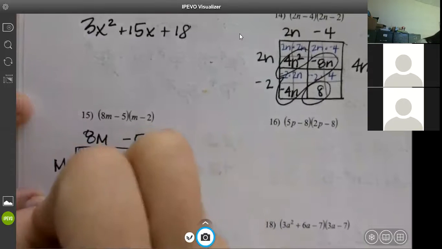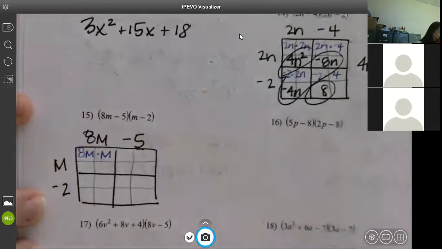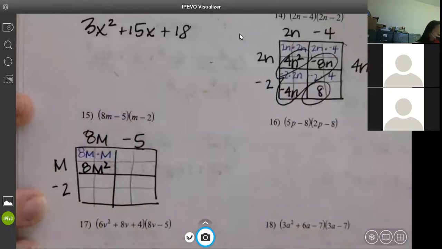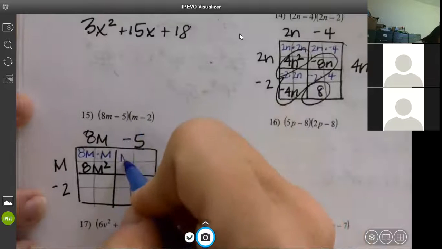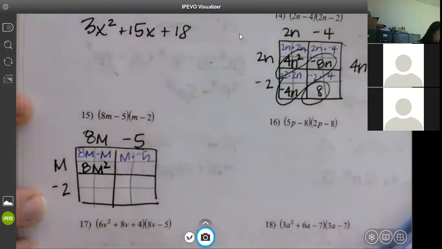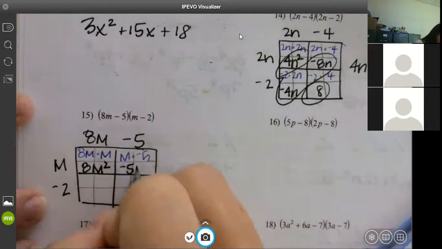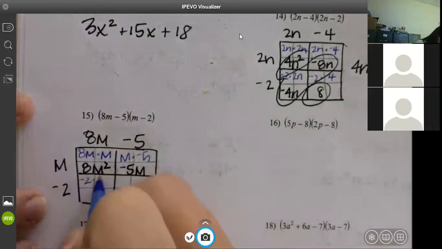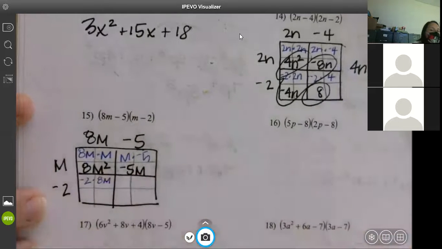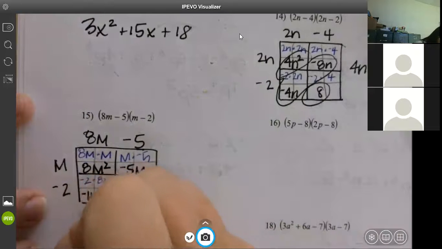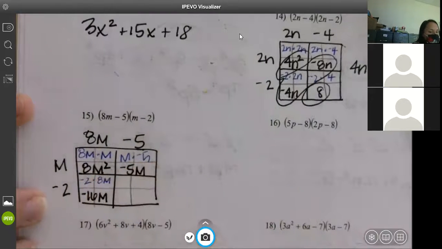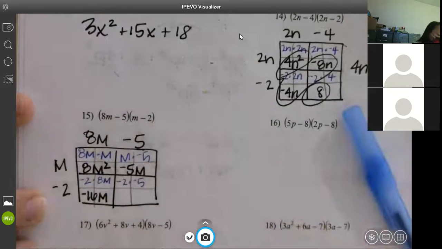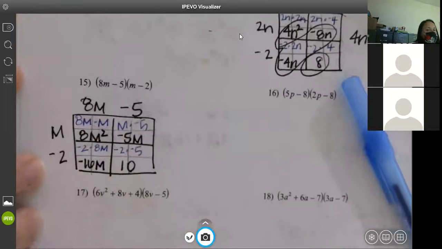First box, we have 8m times m. That gives me 8m squared because there's 2 m's inside there. The next box, m and a negative 5. We just squish them together and get negative 5m. Negative 2 and 8m. Negative 2 times 8 is negative 16 and an m. The last box, -2 times -5 is a +10.